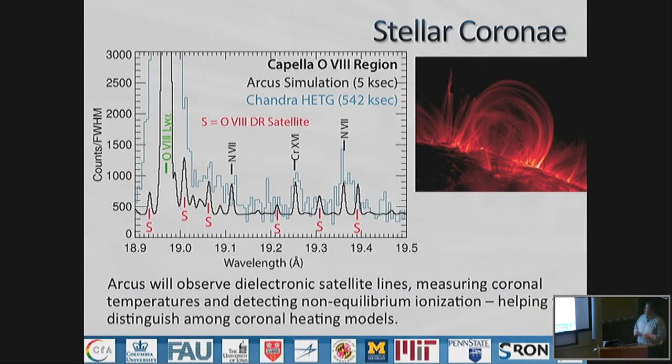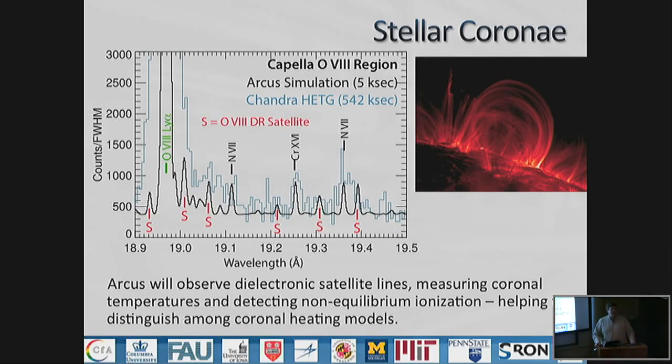Stars. You can actually do quite a bit with stars. They're very nice point sources. They have a nicely bright spectrum. This is the Chandra HETG data in blue. This is half a megasecond of summed data. This is essentially everything we've taken on Capella over the years with Chandra. And this in black is the Arcus simulation of 5 kiloseconds.